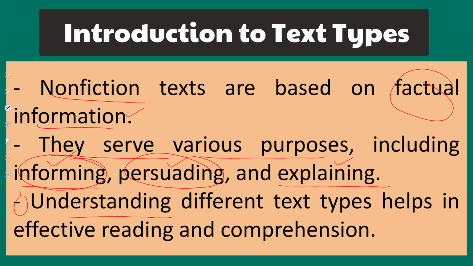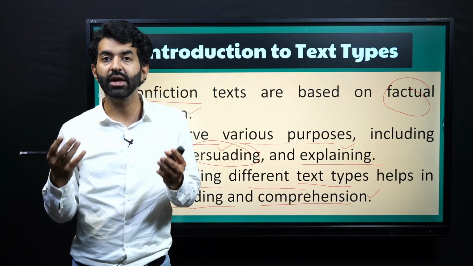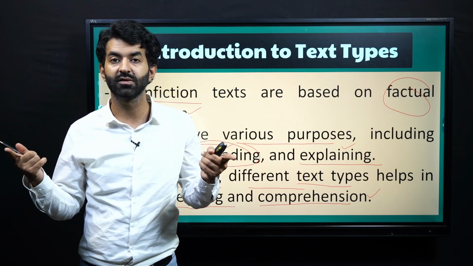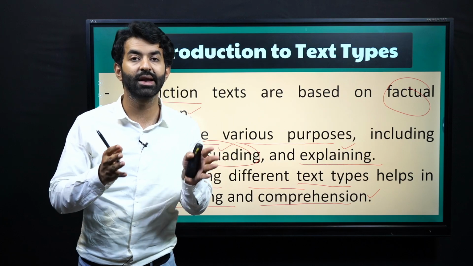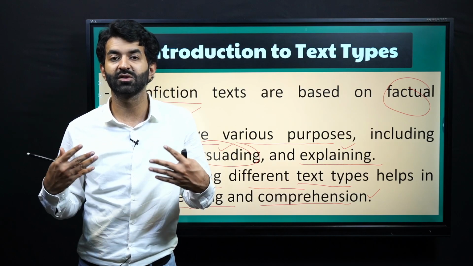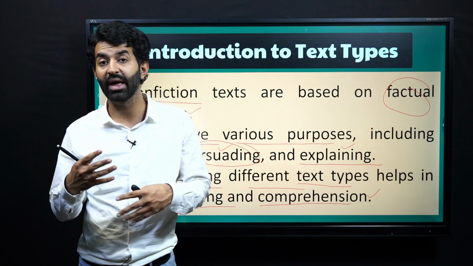Then understanding different text types helps in effective reading and comprehension. It means as a good reader, we need to understand and we should differentiate between all these different text types. So we should know that when we are looking at a text, we should immediately identify and keep in mind what the text type is. Is it fiction? Is it literary? Or is it a non-literary text? Is it an informational text? Is it an explanatory text? Is it giving us information in any other way?